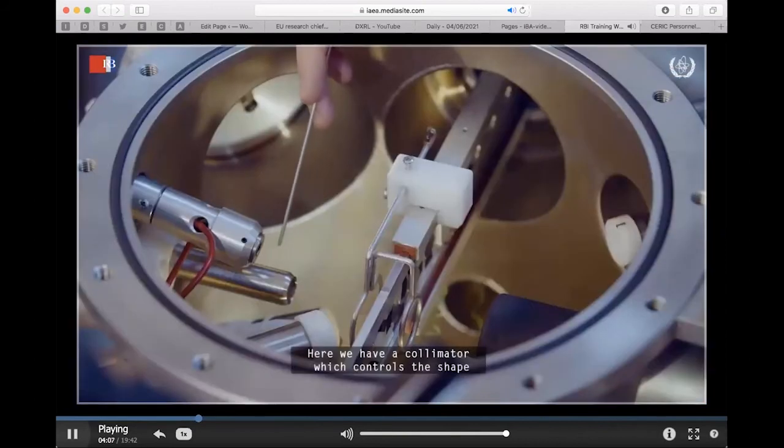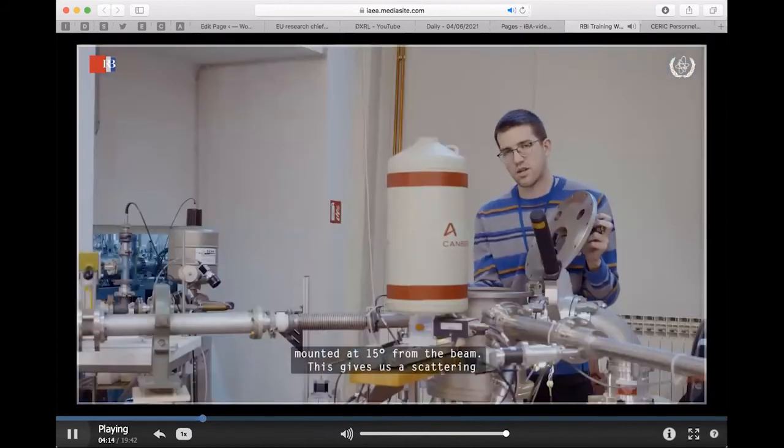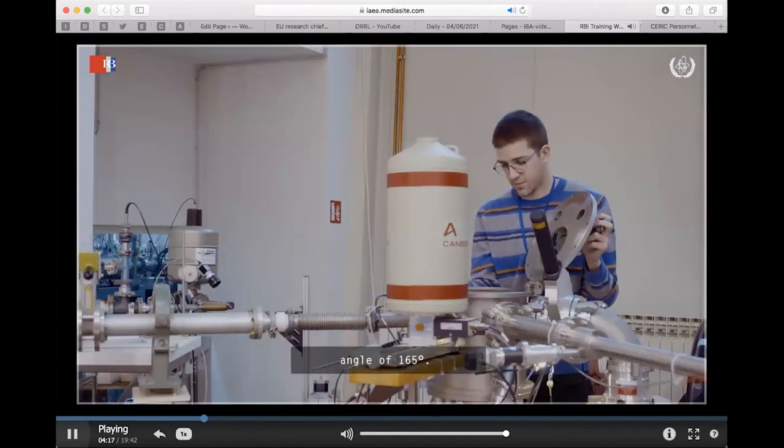Here we have a collimator, which controls the shape and size of the beam. Above it is the RBS detector mounted at 15 degrees from the beam. This gives us a scattering angle of 165 degrees.